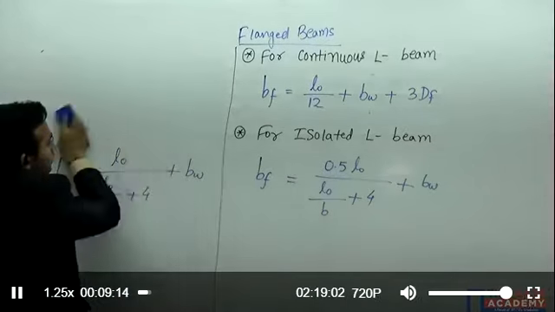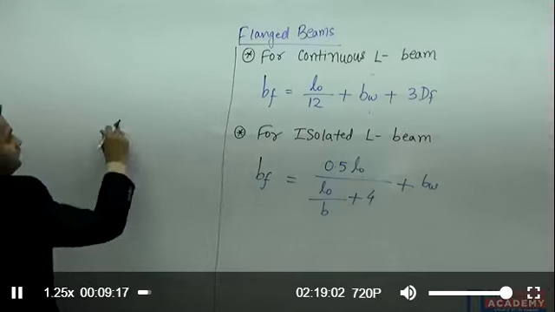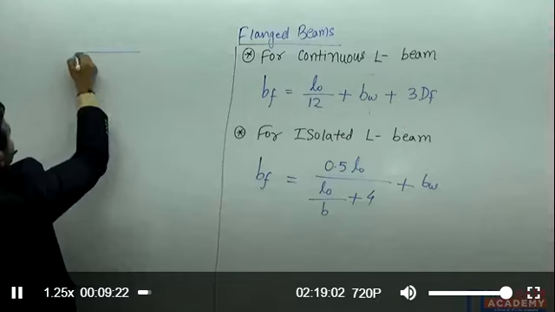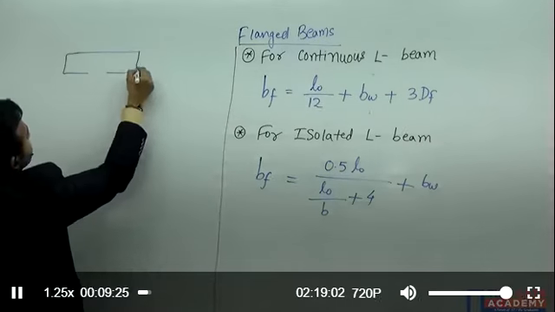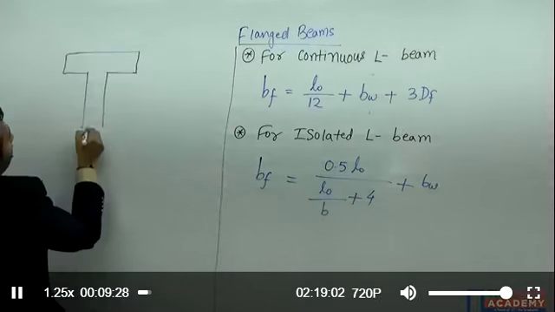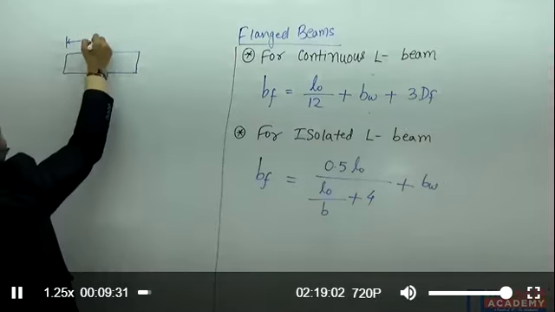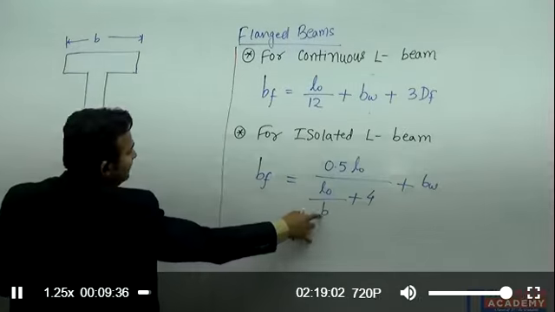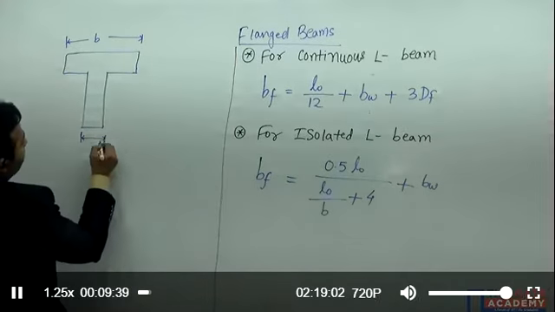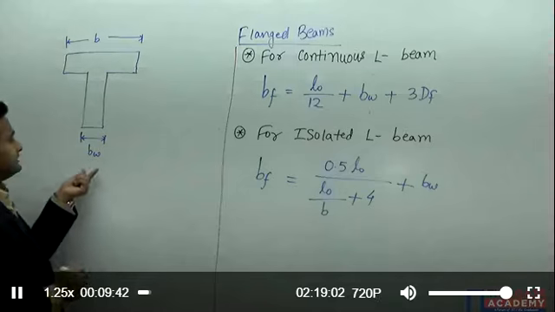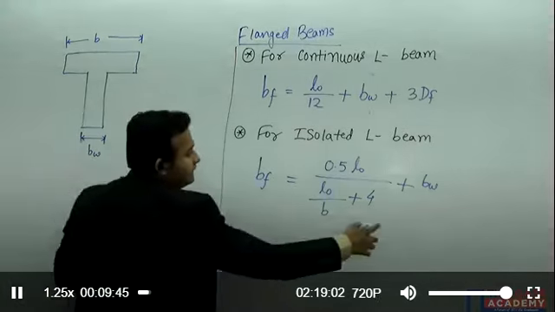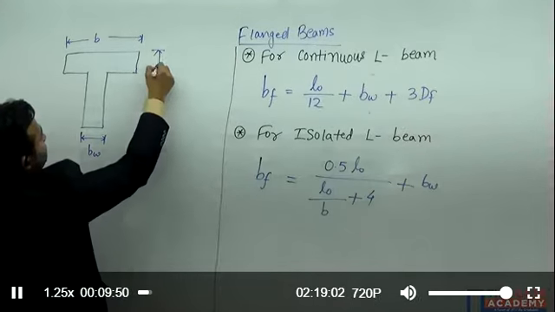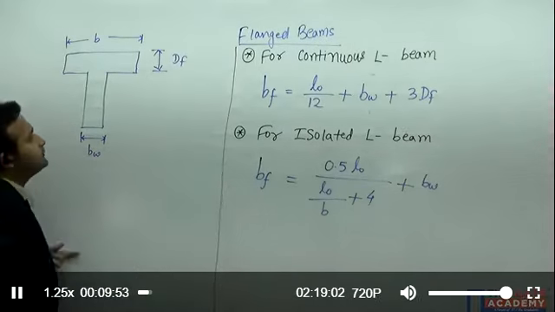Here we will see what the actual width of the flange and the effective width of the flange are. What is BW? Suppose this is your T beam, and suppose this is your actual width B of the beam, which is nothing but this B, and this is your BW. This BW is the width of the web, and the depth of the flange will be this one.